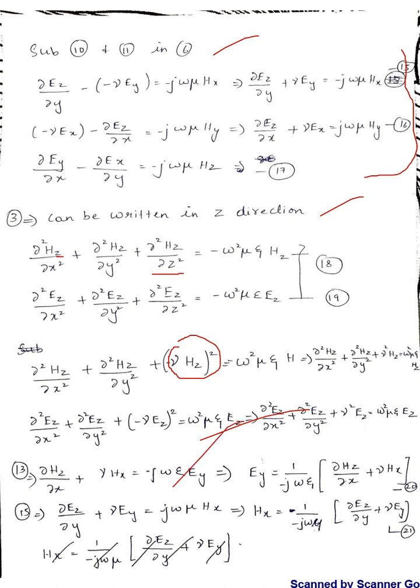From the 13th equation, I'm going to take this Ey alone, which is in the right hand side, and the remaining terms I'm going to bring to the other side. And I'm going to take the 15th equation, and in the 15th equation I'm going to take Hx alone, which is in the right hand side. I'm going to take this Hx alone on one side, and the remaining terms I'm going to write on the other side.